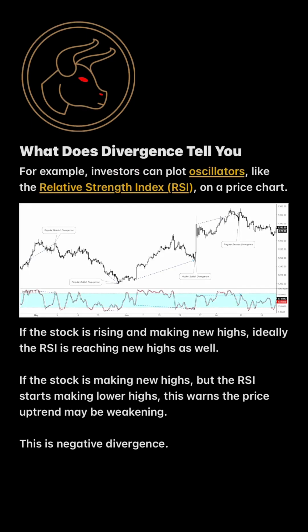Now, for example, investors can plot oscillators, and oscillators are the most common tool used to find divergence, like the RSI, which is by far one of the most popular ones, and they put it on a price chart. If the stock is rising and making new highs, ideally the RSI is reaching new highs as well. If the stock is making new highs but the RSI starts making lower highs, this warns that the price of the uptrend may be weakening and you can see a dramatic shift. This would be an example of negative divergence.